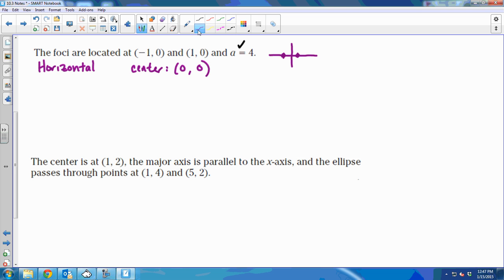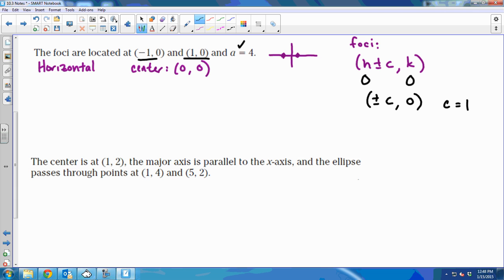So if you think about what it says with all your things, it says that we have (h plus or minus c, k) for the foci, for a horizontal ellipse, right? So what does C have to be in this case? 1. Because h is 0 and k is 0, right? So we have to have plus or minus something, comma 0, to get these 2 points. Well, we have negative 1 and 1, right? So C is 1. Everyone with me on that?